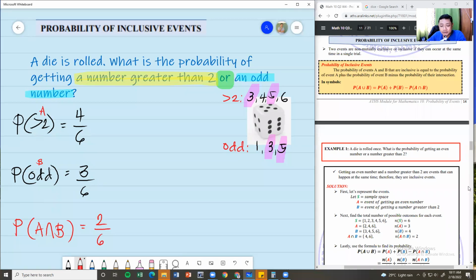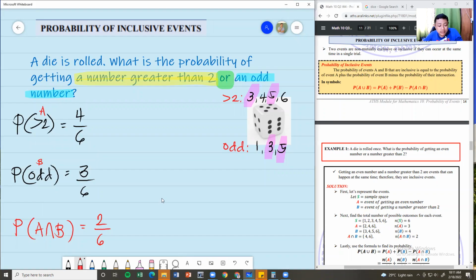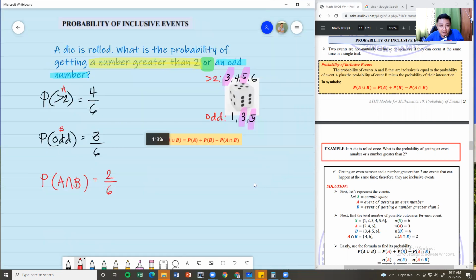Can you follow? Show me reaction if that first part is clear to you. Let me see. Okay. Saan galing si 2 over 6? From your intersection, kung ano yung common sa kanila. Okay? Now, let's continue. Now that we already have formed the probabilities of the two events and their intersection, we can now proceed with our formula for the mutually inclusive events. They are inclusive kasi may common sa kanila. Please take note of that.